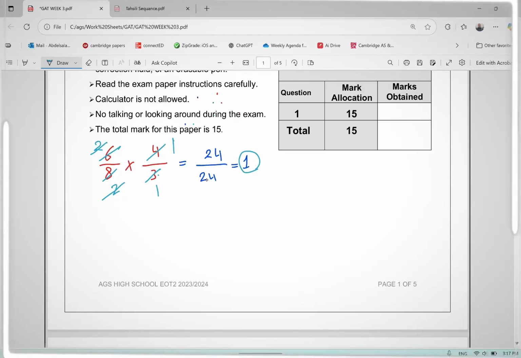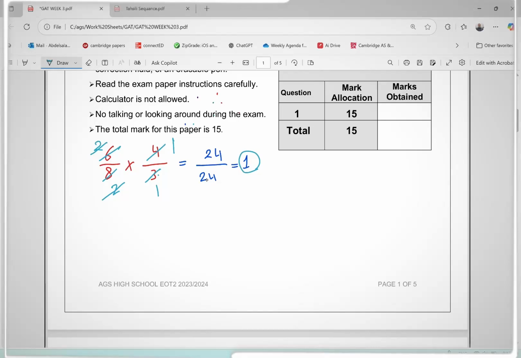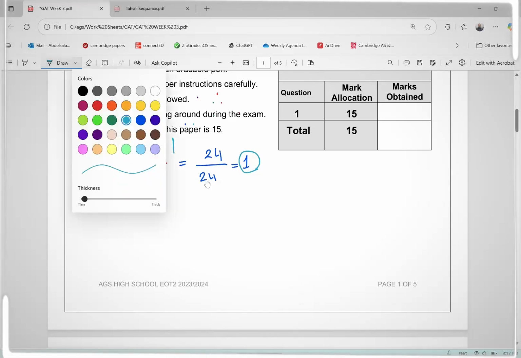Why do we have to do all of these operations? Because sometimes the numbers will not be simple like in this question. And I will give you another question.